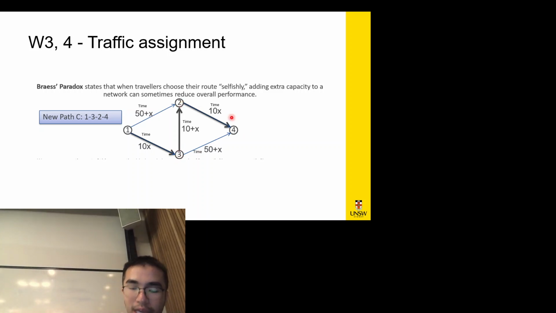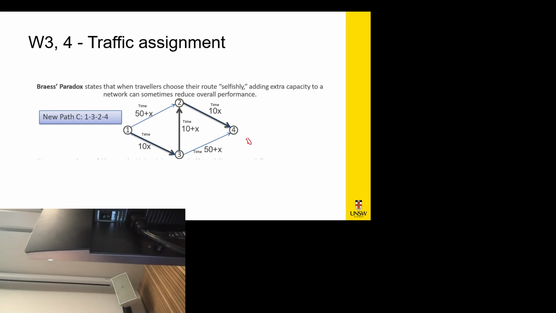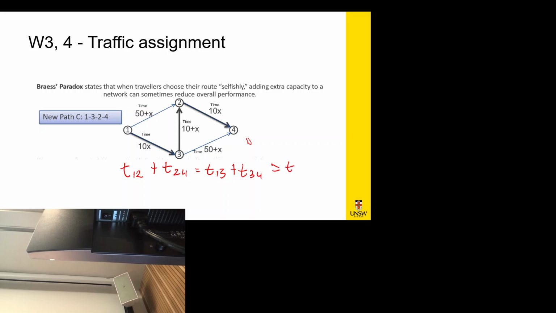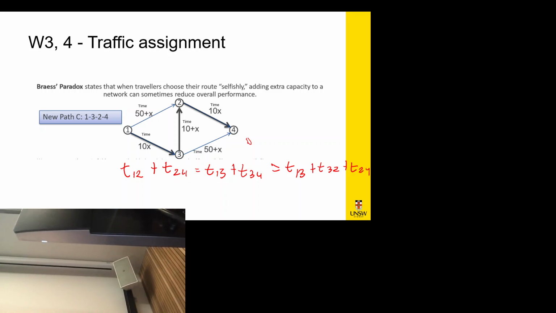So the travel times between equilibrium says that travel time from 1 to 2 and 2 to 4 is equal to the travel time from 1 to 3 and 3 to 4 is equal to the travel time from 1 to 3, 3 to 2, and then 2 to 4. Okay? The travel time of 1 to 2 plus travel time of 2 to 4 equals the travel time of 1 to 3 plus travel time of 3 to 4 equals the travel time of 1 to 3 plus travel time of 3 to 2 plus travel time of 2 to 4. That's one example. And that's formula 1.